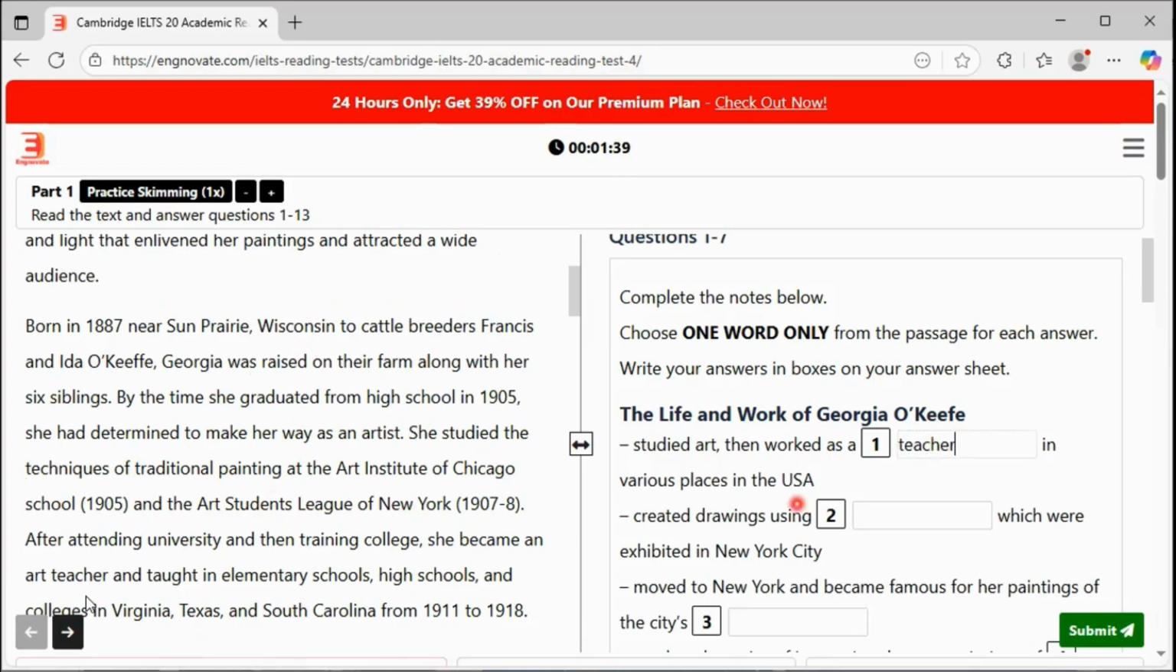Worked as a teacher. She became an art teacher. That's it. That's our answer. She became an art teacher. Worked as a teacher. Somebody says, why am I now writing art teacher? The instruction says one word only. So you cannot write art teacher.